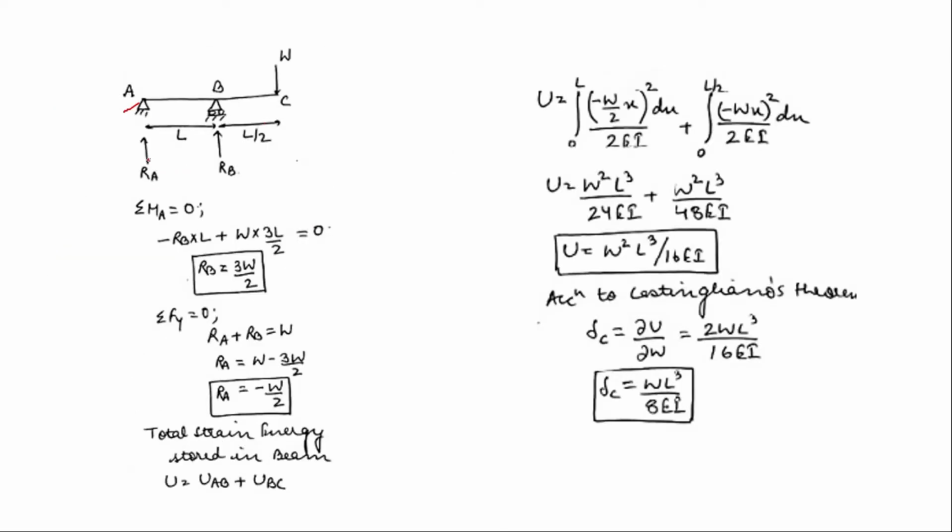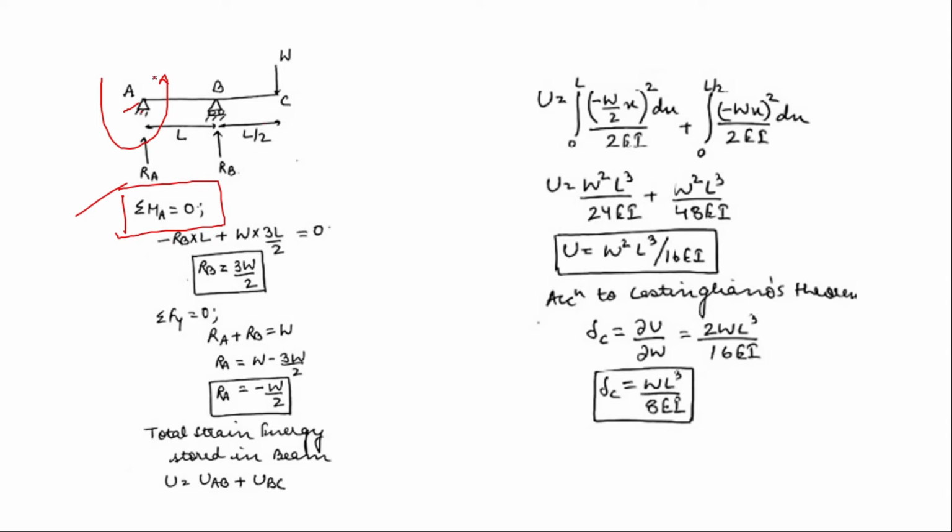So we can find these RA and RB using the equations of equilibrium. First, the sum of moments at A is equal to 0. If we take moment at the hinge equal to 0, then RB into L will give an anti-clockwise moment. This RB will rotate the beam anti-clockwise, so it has taken a minus sign.